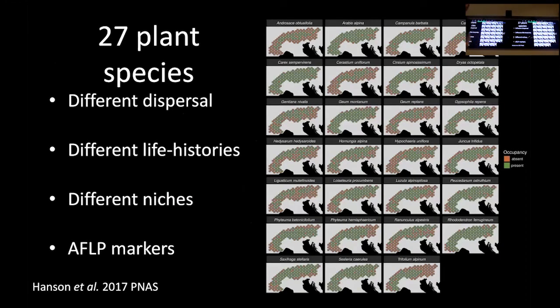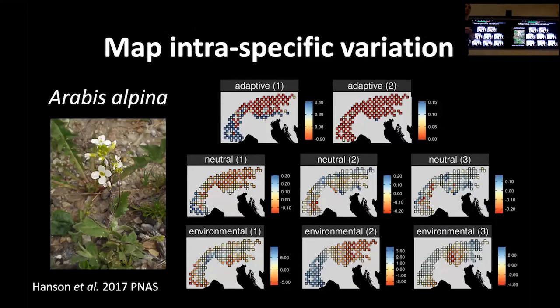Some previous people had gone out and collected an amazing data set across the European Alps. This is the European Alps here. Down here is like Italy, I think. And so what we have is this amazing data set of 27 plant species with different life history strategies, different niches, and different dispersal stuff. So it's an amazing data set, and the authors who originally collected it did a fantastic job. And so what we did was for each species, we mapped patterns of potential adaptive genetic variation.